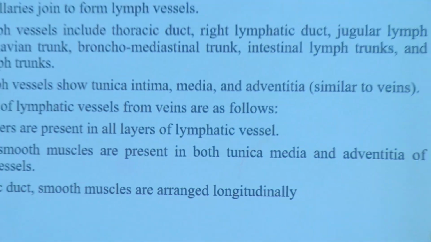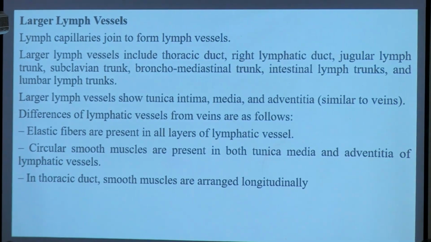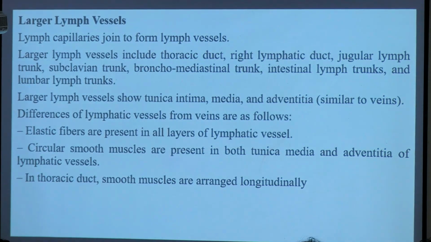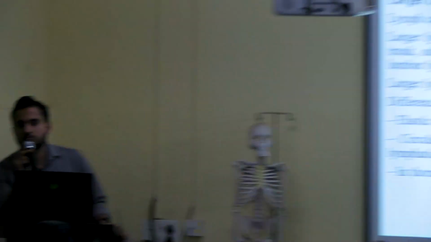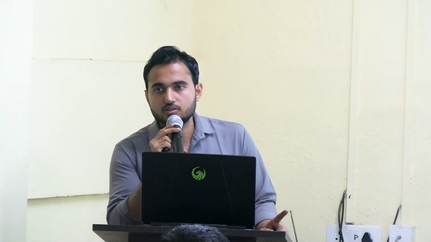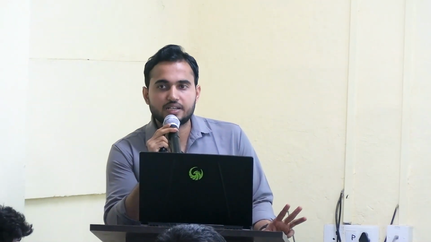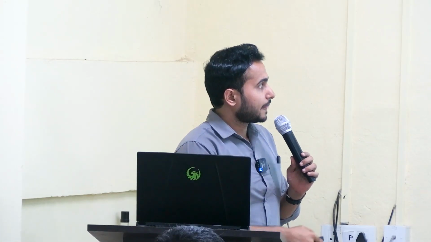Next, larger lymphatic vessel. So if you remember the layers of the blood vessel, how many layers are there? Last bench. Anyone from the last bench? How many layers are there in any blood vessel? Name them. Tunica intima, not media. Tunica intima, then tunica media, and then adventitia. Outer one is the adventitia. So similarly, in case of larger lymphatic vessels, all those three layers are present. Okay.